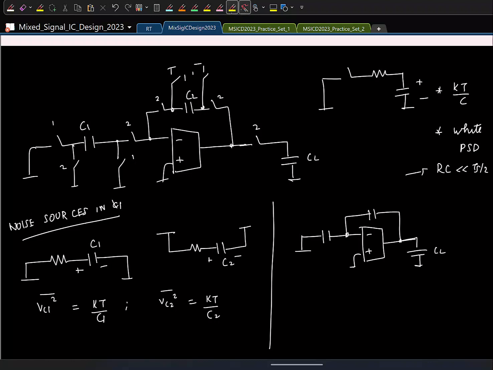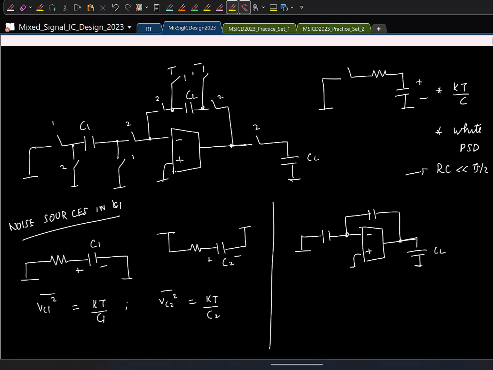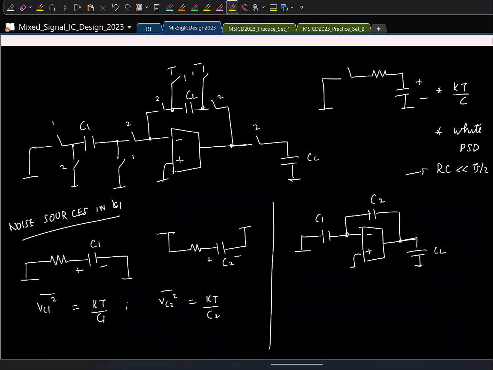Okay. I will not consider the on resistance of the switches in phase 2 because we are ignoring their noises, right? So the on resistance will simply result in some exponential settling here and there, but we are only interested in the settled value. So I'll ignore the resistive effect. Okay. So what will happen now? Yeah, we'll consider the noise of these switches separately. Okay. So now what will happen?